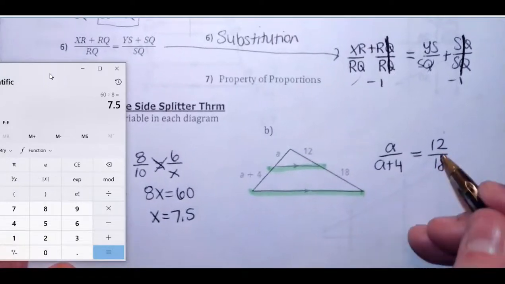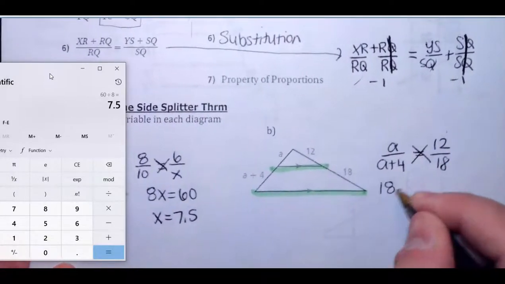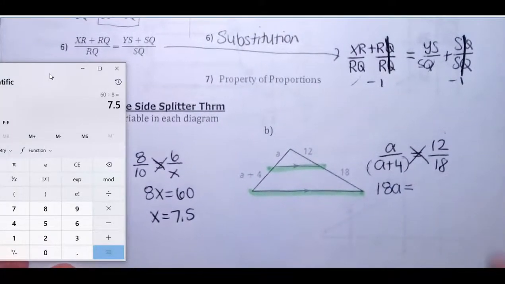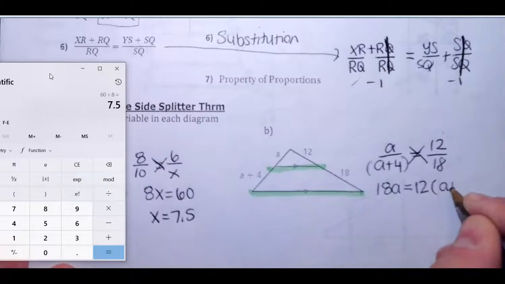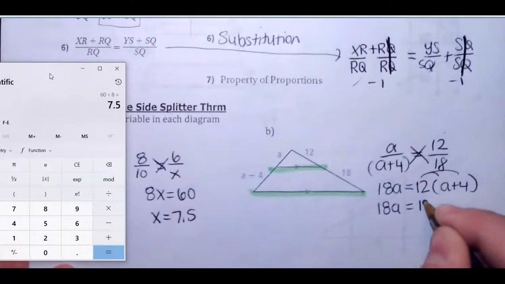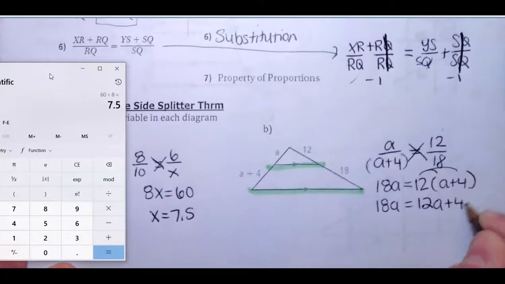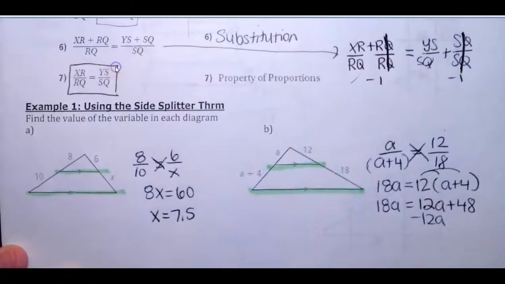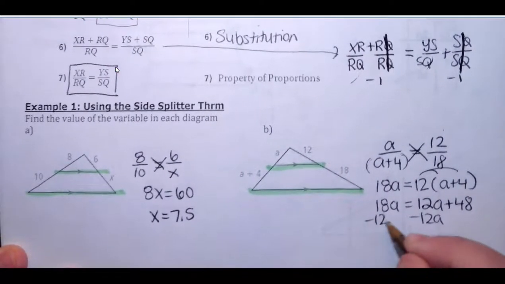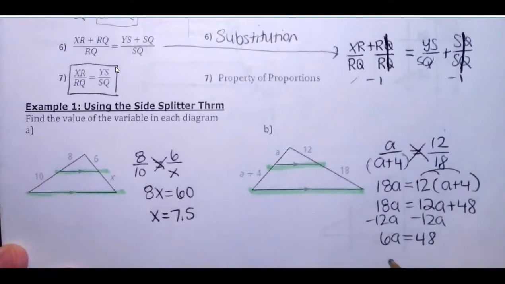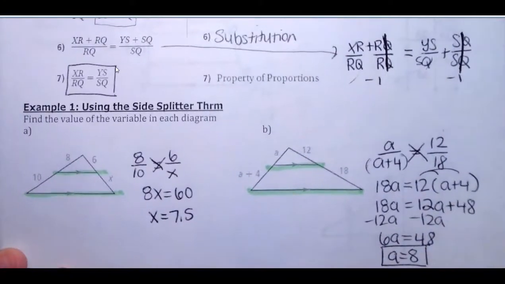We're going to cross multiply here. 18 times a. Now, remember, if you've got a couple terms, don't forget to put that in parentheses when you cross multiply here. So we're going to have 12 times a plus 4. Just do a little distributive property there. This is going to be 12a. 12 times 4 is going to give you 48. And then I'm going to subtract 12a. We're not going to need the calculator for this one. And get all my variables on one side. That's going to be 6a is 48. So then a is going to be 48 divided by 6, which is actually 8.